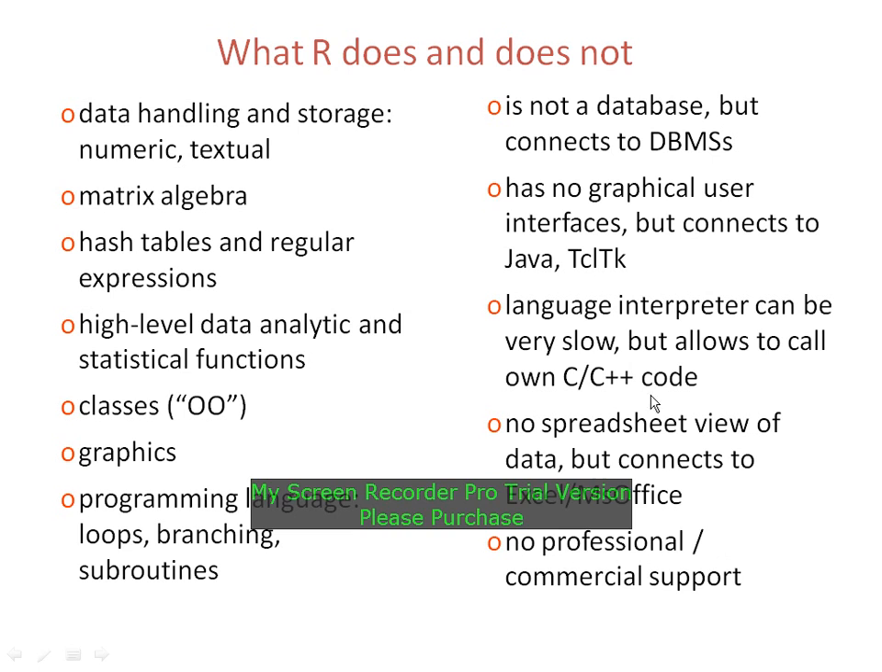So these are the features which are not provided by R, and these are the features provided by R. We can access numerical and textual data only, with matrix algebra and other linear, that is statistical, functions, hash tables, object-oriented features, graphics, and support for other programming languages. But this is not a database management system.